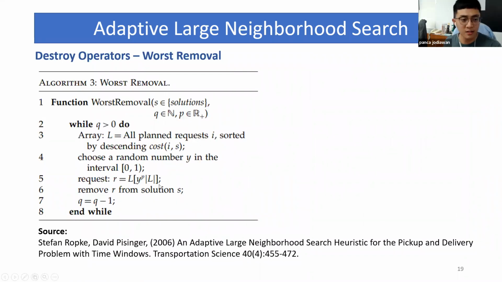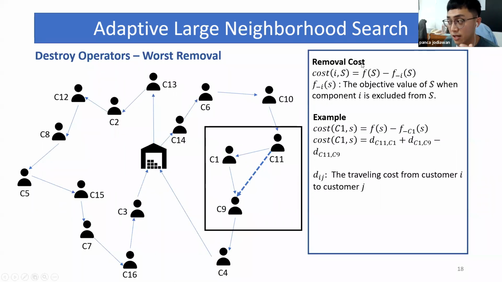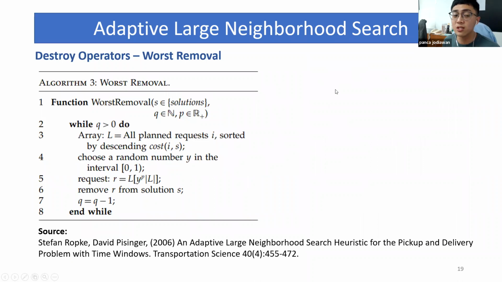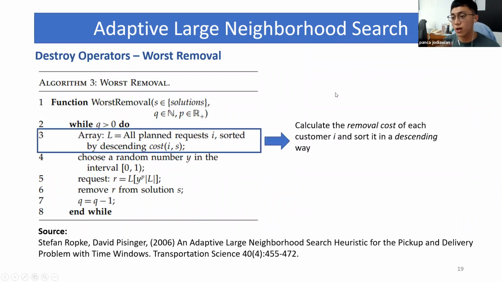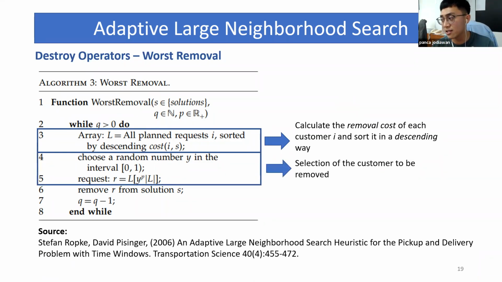And then again, if you have understood this part, how to calculate the removal cost, then we just need to do the iteration. First, we need to calculate the removal cost of each customer. You see that we have 16 customers in the example. Then you need to calculate it one by one. How much is the removal cost of each customer? Then you will select the customer to be removed.